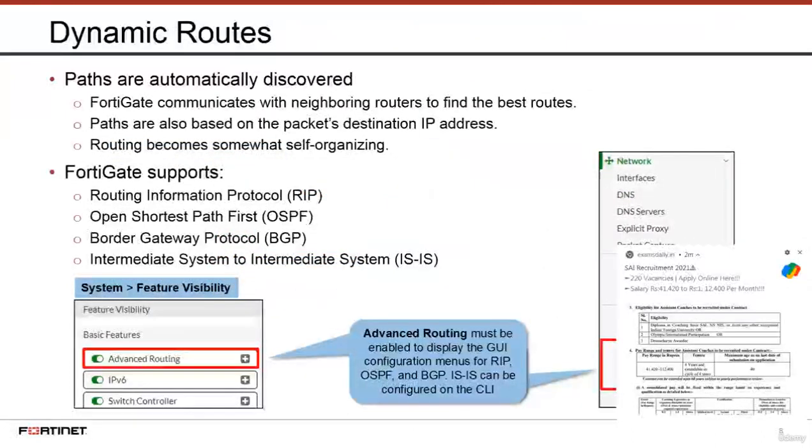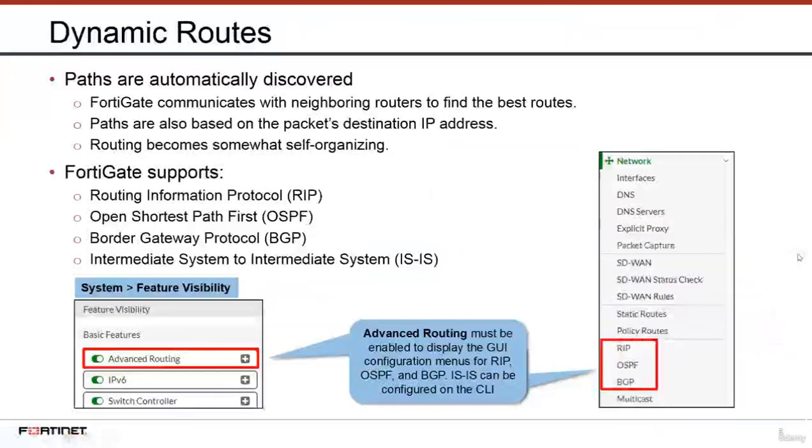Dynamic routes. For large networks, manually configuring hundreds of static routes may not be practical. Your FortiGate can help by learning routes automatically. FortiGate supports several dynamic routing protocols: RIP, OSPF, BGP, and IS-IS.